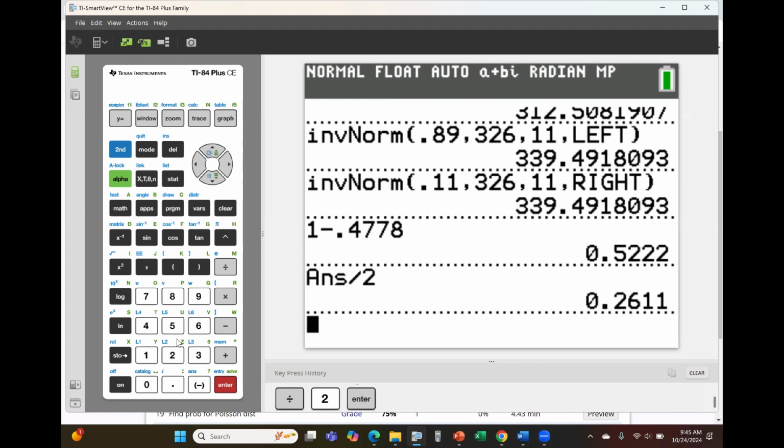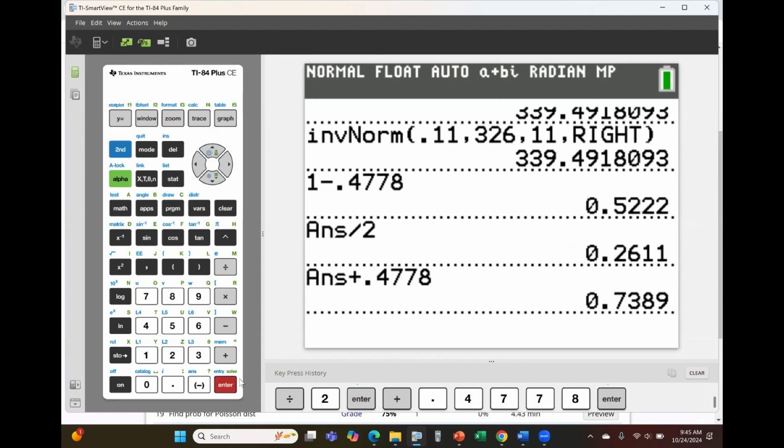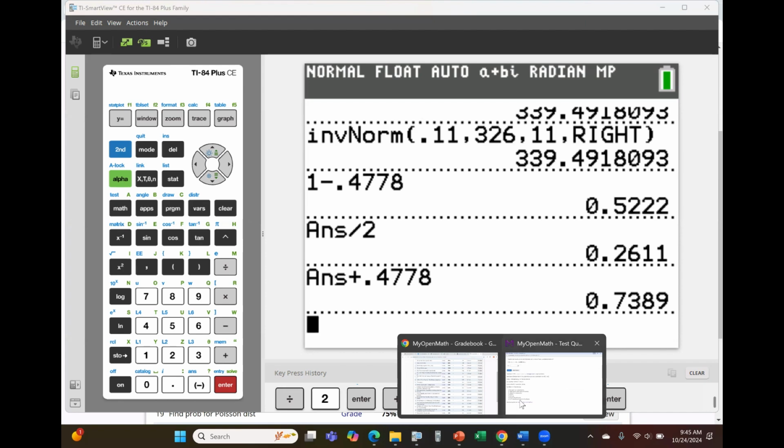So if I add that to 0.4778, then that's the area to the left of B. So do an inverse normal with that area, and that will give me positive B. Now, if you found negative B, you could find negative B by finding the area to the left of 0.2611, which is fine. That's negative B. You put the positive in the answer. Positive B is just going to be positive. Does that make sense?